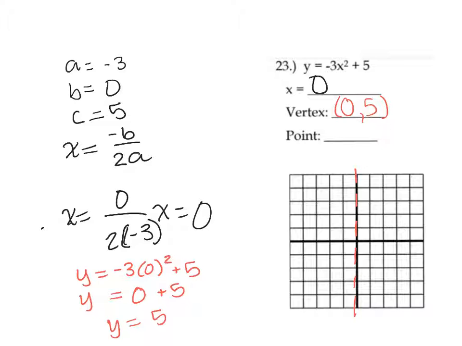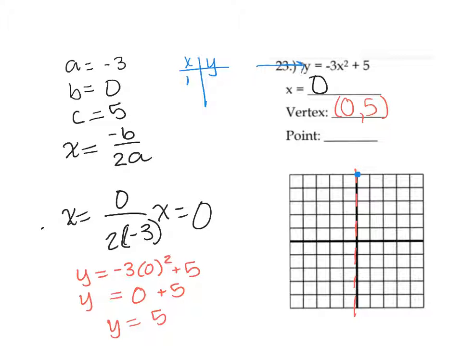Now, on the previous problem, we found that point using our c value. But in this case, because there's no b, we are going to have to make a T table. And we get to pick our points that we want to plug in. So I'm going to pick the easiest number possible to plug into this equation besides 0. And I'm going to plug in a 1 for x.